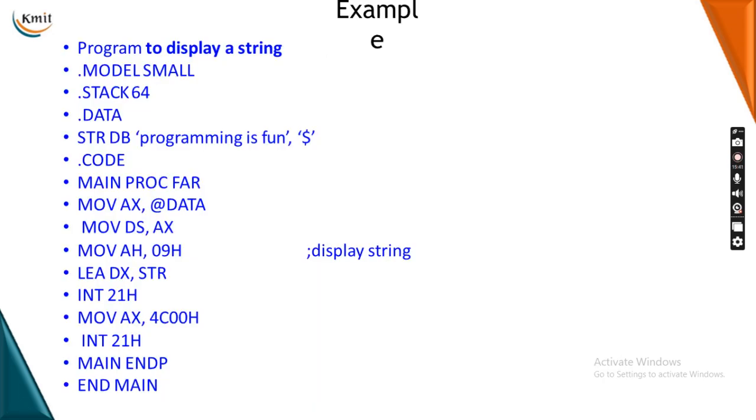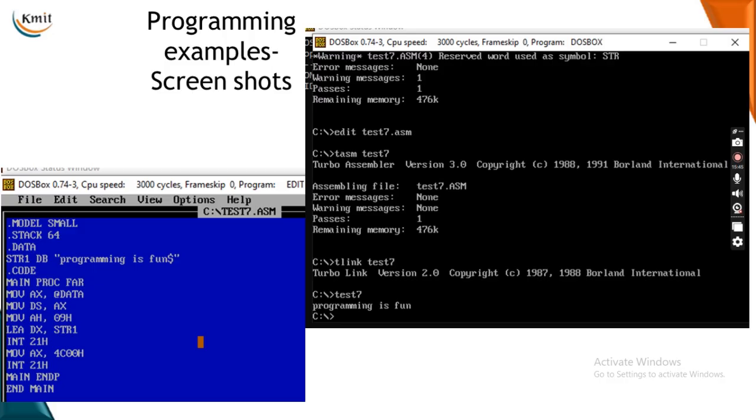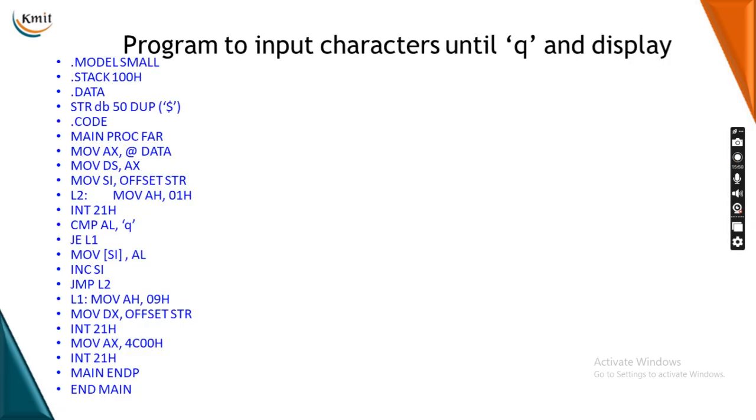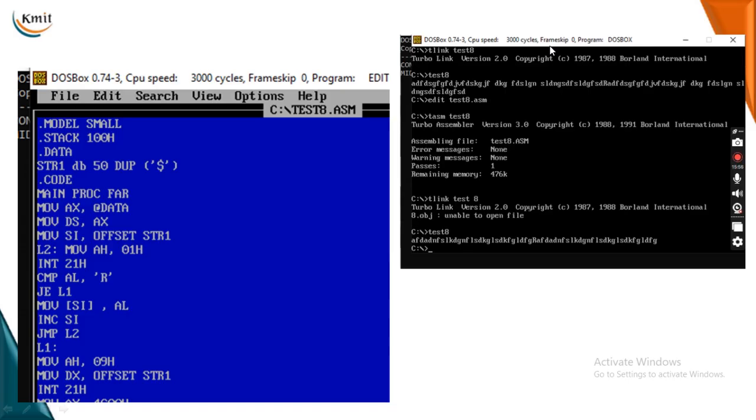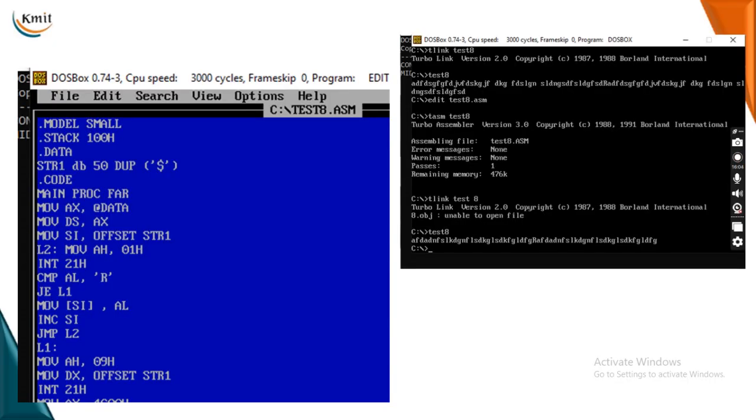A simple example to display a string: programming is fun. Another program is to input characters until Q and display them. This is how the output will be up to Q. So these are some of the programs.